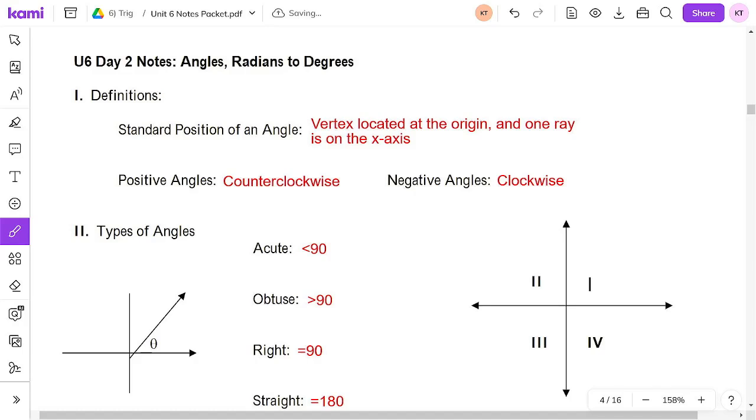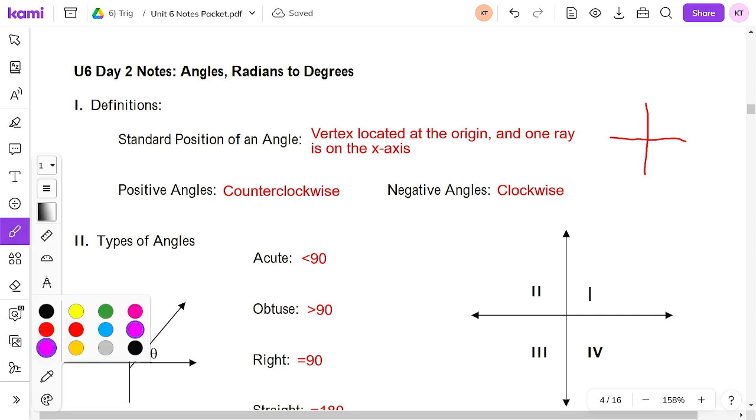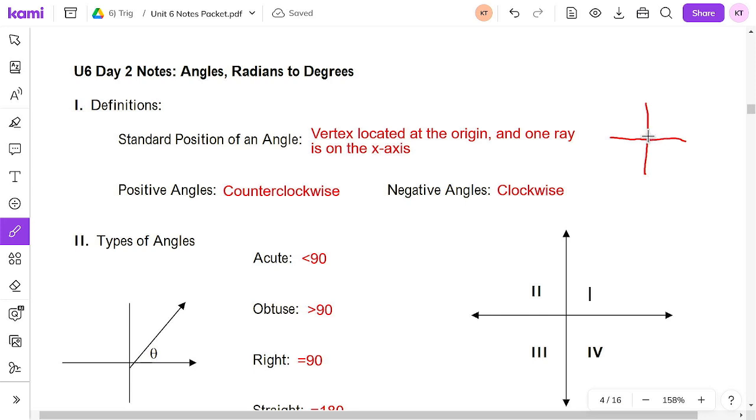All right, so these are going to be our notes on standard position of an angle, coterminal angles, and reference angles. So definitions are already written out for us. Standard position of an angle is the vertex that's located at the origin, and we're going to have one ray on the x-axis. So for example, if I have my coordinate plane here, standard position again is saying that I will have one ray here on the x-axis, and then I will go either clockwise or counterclockwise to create an angle. So that's my standard position.